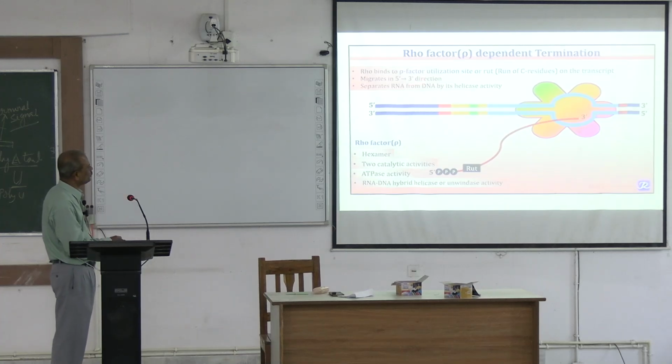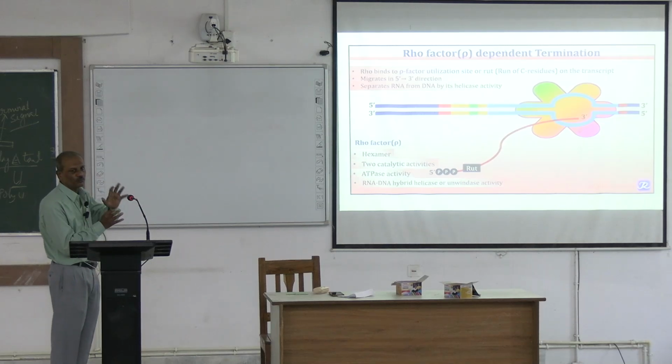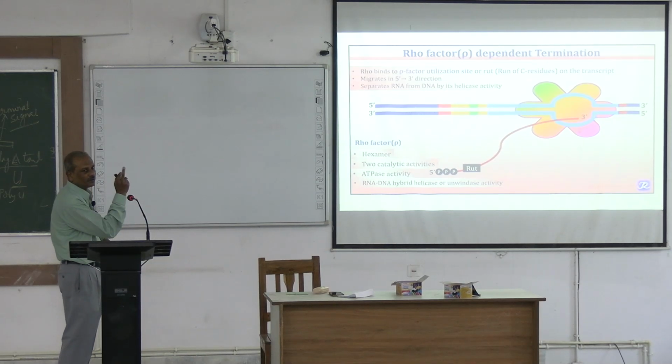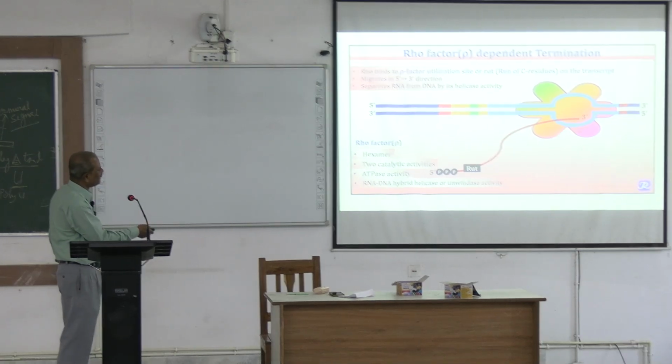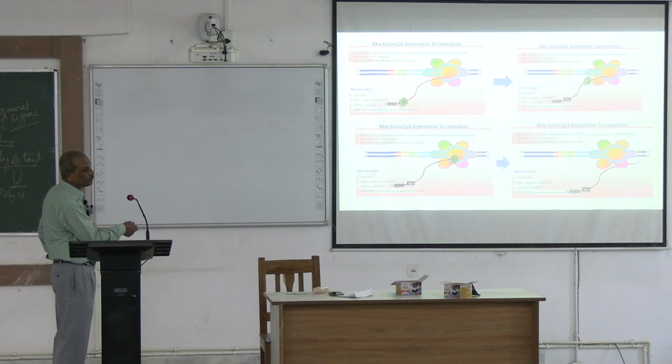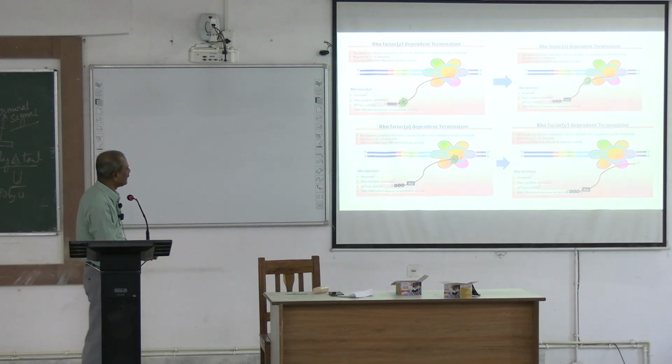It will unwind. So Rho factor binds with the Rho utilization site. RUT means Rho utilization site. It will bind with the RUT region, and then, as a motor protein, it will move spirally, and it will reach this site, as I can show you. So this is the Rho protein, Rho factor. It will bind with the RUT site, and then it will move from here. You see, it has moved here. Now it has reached this place. Once it has reached this place, it will automatically clip with the requirement of 1 ATP. So energy will be required here. That is called Rho-dependent termination of the RNA molecule.